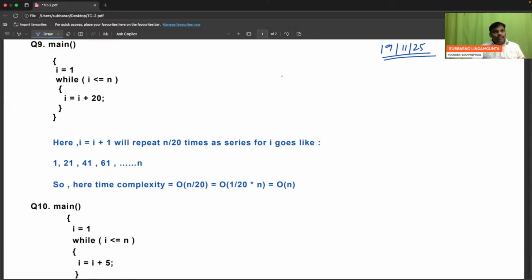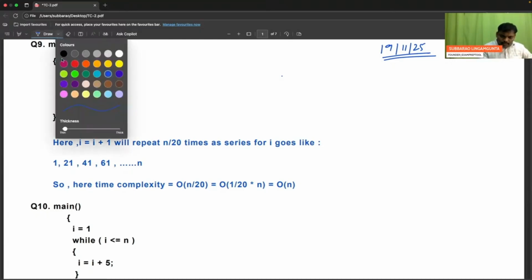In my opinion, today's class is just starting now. So the 9th problem starts. What is the time complexity of this program? One program is given.